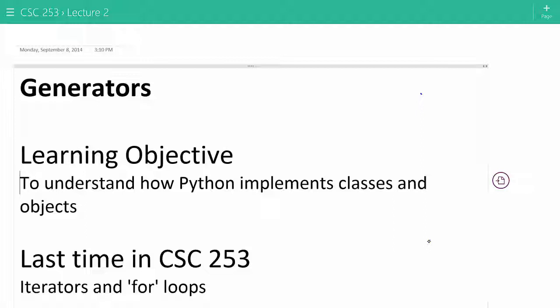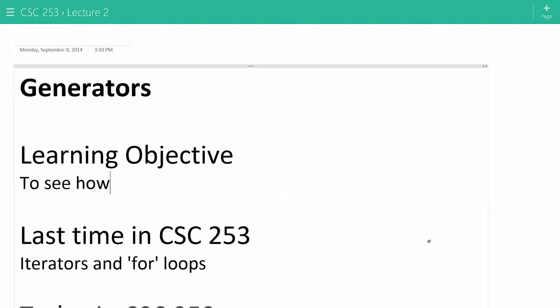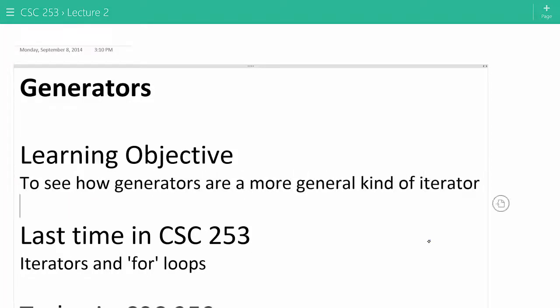Today is kind of the last of the traditional lectures. So the objective today is to see how generators are a more general kind of iterator. Recall iterators from last week. Well, this is not last time. Last time we did the user-defined classes.